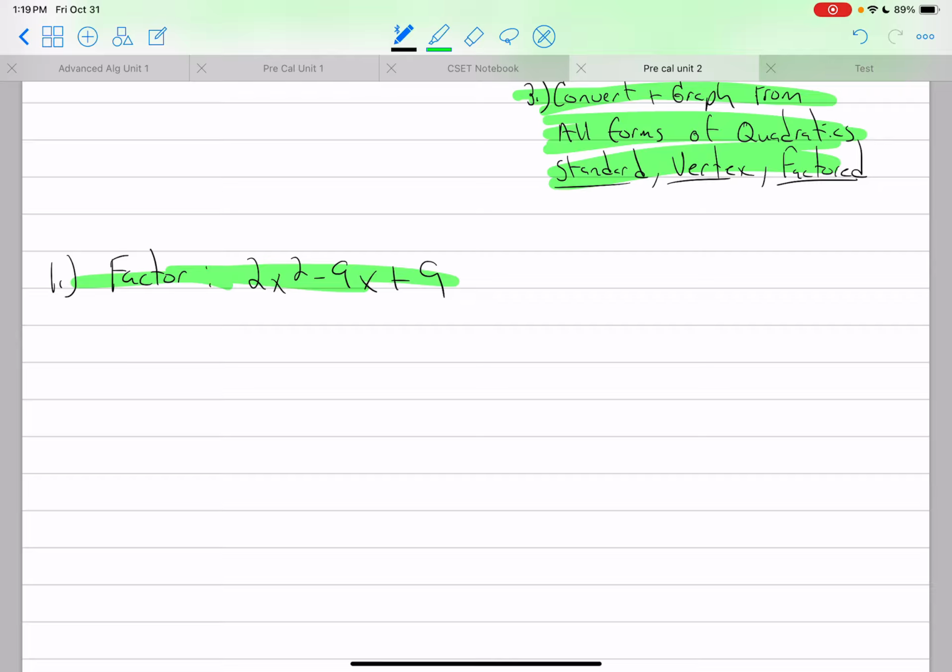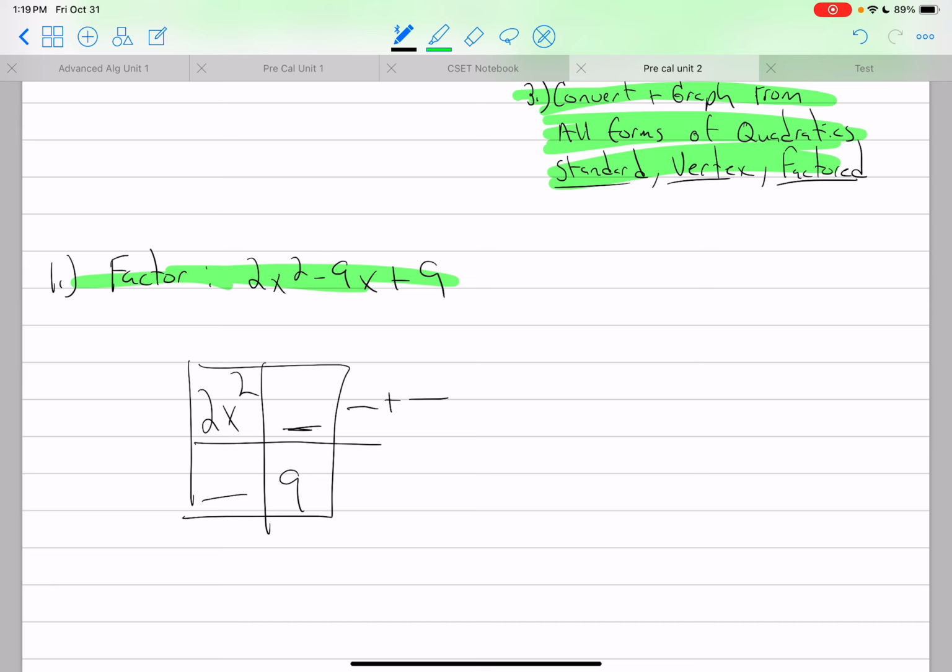First thing I'm going to do is look for a GCF. There is no GCF, so I know this has to be 2x squared. I know this has to be 9. I know that these two things have to add up to -9, and I know that these same 2 blanks have to multiply to whatever 2 times 9 is, which is 18.